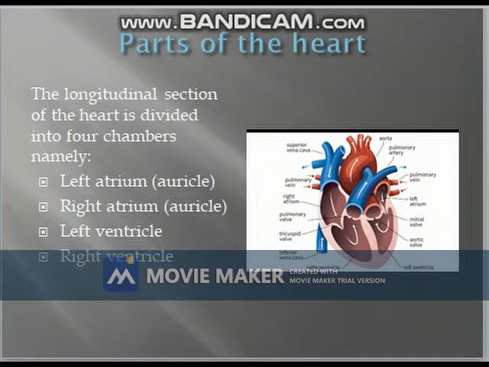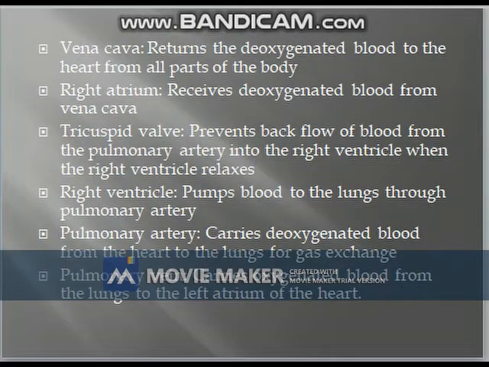So we are now going to look at the various parts and the role they play. I will indulge you to have a diagram of the various parts of the heart beside you so you can follow the narration that is going to take place. So we have the vena cava. The vena cava is the point where all deoxygenated blood returns. The right atrium is also responsible for receiving deoxygenated blood from the vena cava.